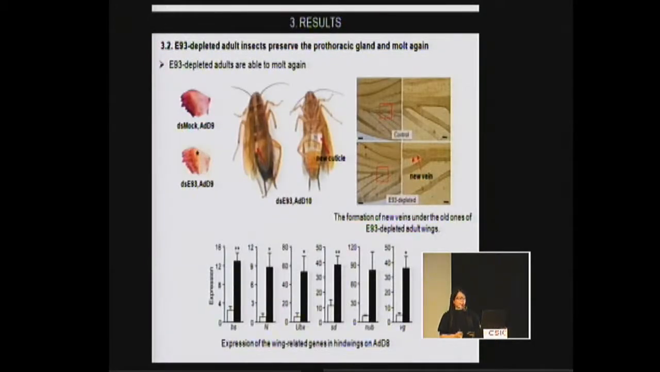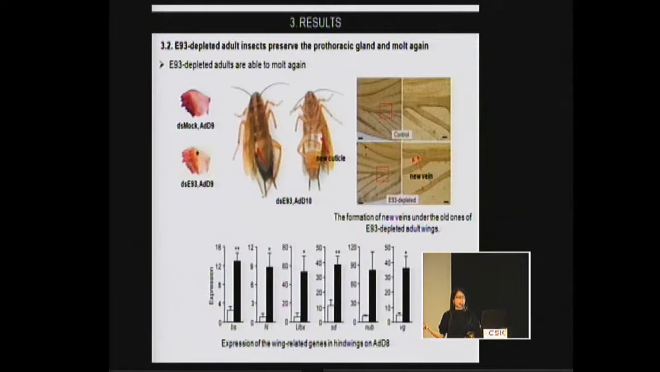So in this study, the most striking result is not only that the prothoracic gland did not degenerate when we suppress E93, but we found that those adults that molt after depleting E93 are able to molt again. On day 9 of adult life, we can observe the new mandibles under the old ones. And on day 10, this adult tries to undertake ecdysis, but they cannot complete.